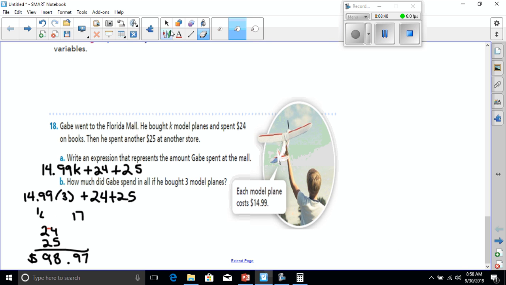I guess I know who watched the video or not if you see my correction. $44.97. So that's going to reduce this significantly to $93.97.